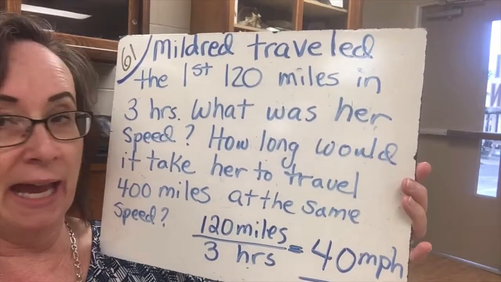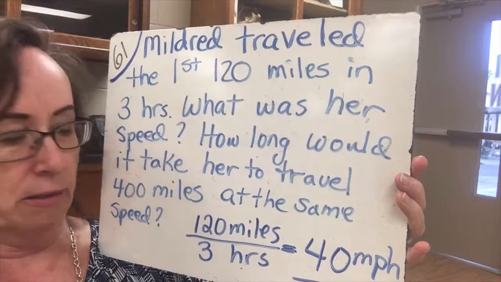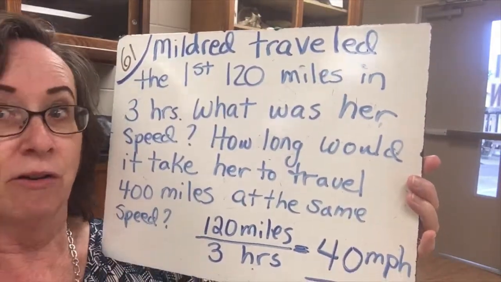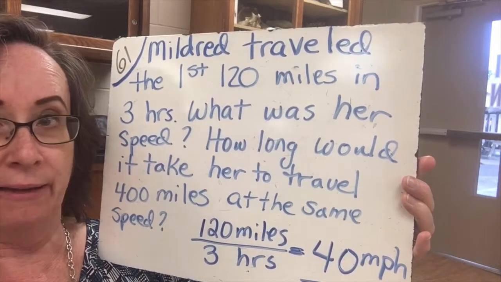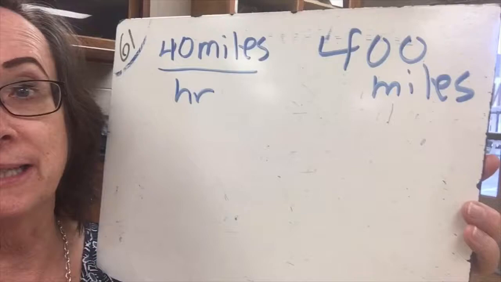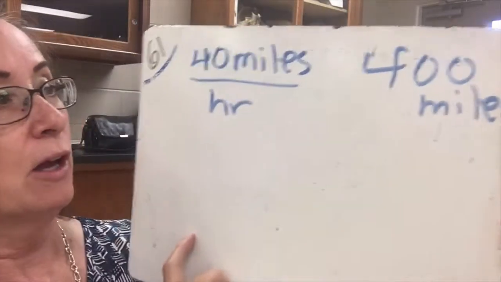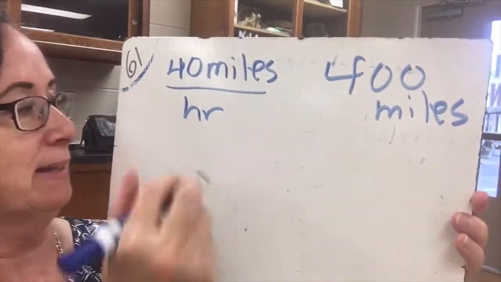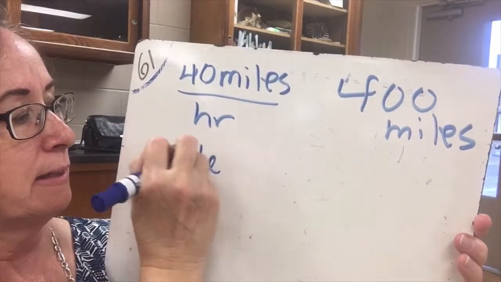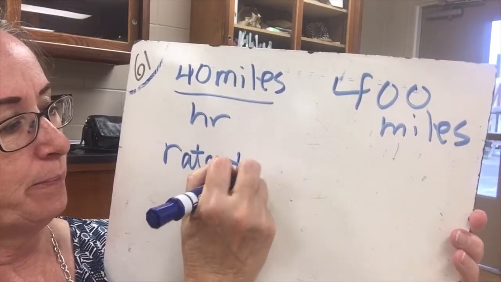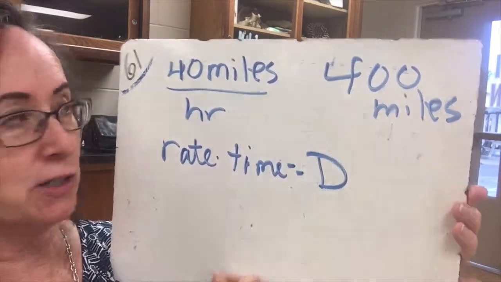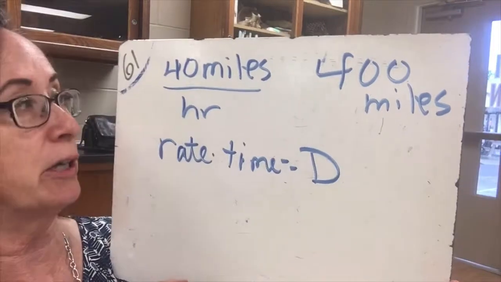So now we have to take the 40 miles per hour and see how long would it take her to travel 400 miles. Well, what do you think? This one is pretty simple, isn't it? But we're going to do it two ways. We're going to do it with our formula. So rate times time is distance. We're going to do it that way first, and then we're going to do it using our units.